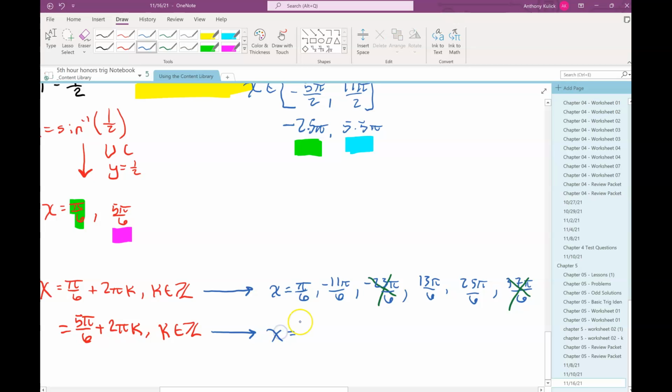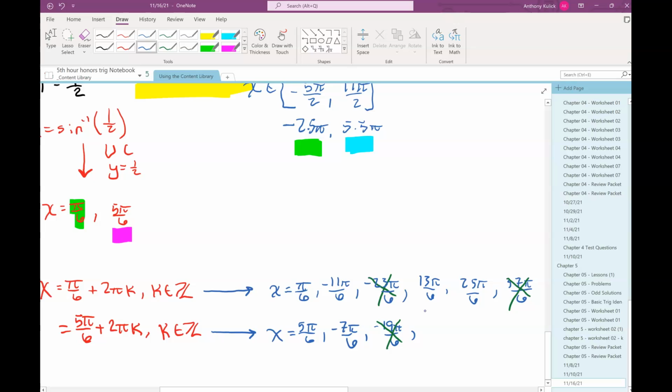We'll do the same thing for 5 pi over 6 now. So subtracting gives me negative 7 pi over 6. That's good, still bigger than negative 2.5 pi. I do it again, I get negative 19 pi over 6. That's a little less than negative 3 pi. That's too small. I'll discard that one.